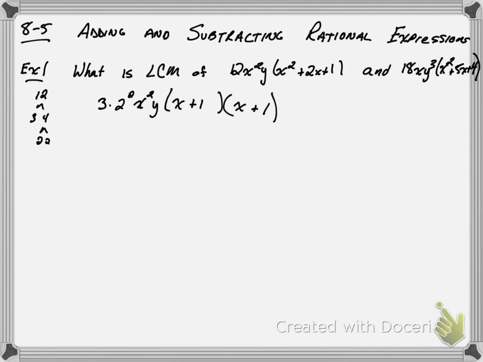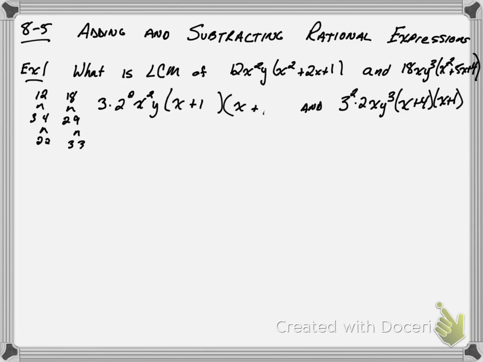Okay, what about 18xy cubed? Well, 12 did that. Let's take a look at 18. 2 and 9, 3 and 3. That gives me 3 squared times 2 x y cubed, and then x squared plus 5x plus 4, again pretty easy, x plus 4 times x plus 1.